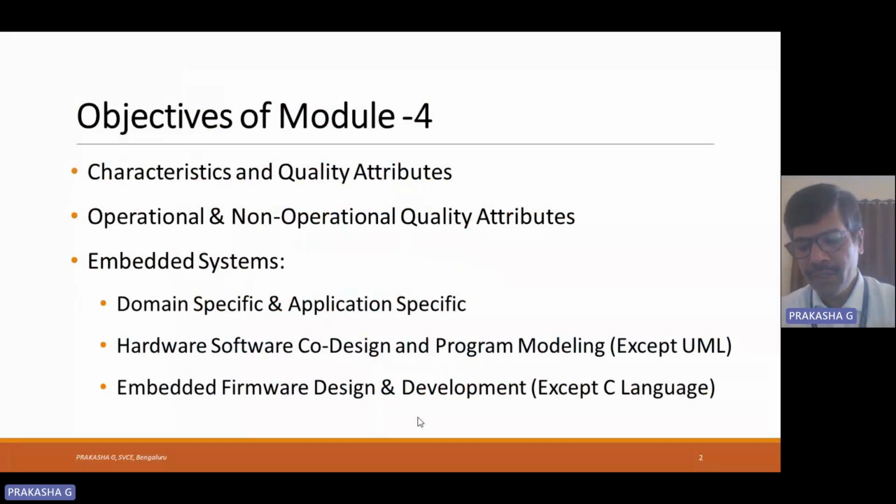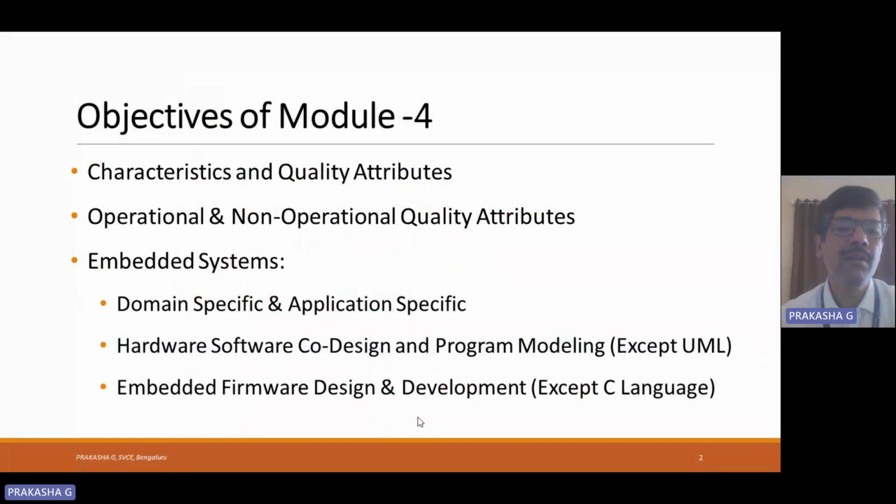And also we come across various embedded systems. Basically they are categorized as domain specific and application specific. In this topic, we take a few examples of domain specific and also a few examples of application specific, and we are going to explain the embedded systems based on those types of categories.